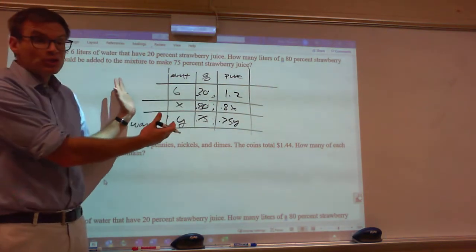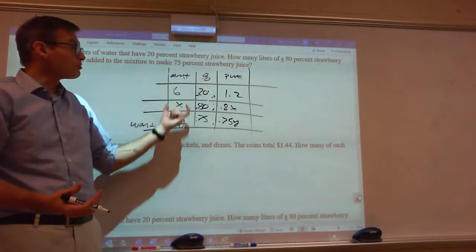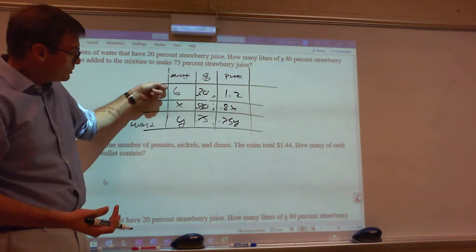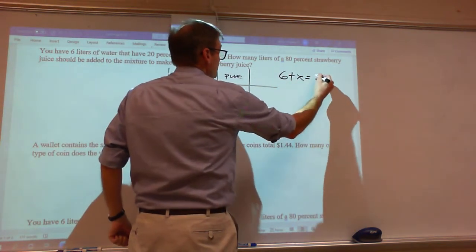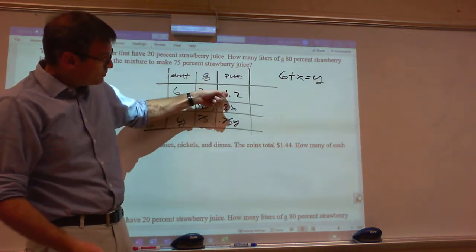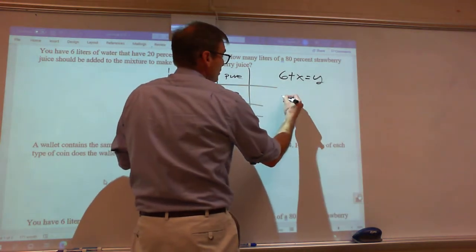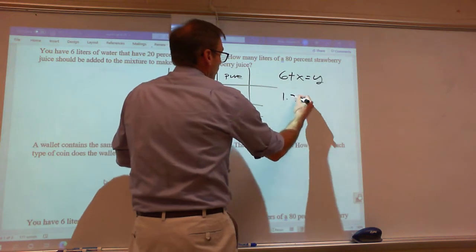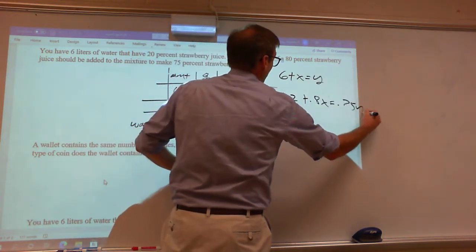Now, once you have the chart, you've got to get your 2 equations. Your 2 equations come from the first column and the last column. So our first column, this plus this equals this. We end up with 6 plus x is equal to y. My second equation from this column is this plus this equals this. So I'll write it: 1.2 plus 0.8x is equal to 0.75y.